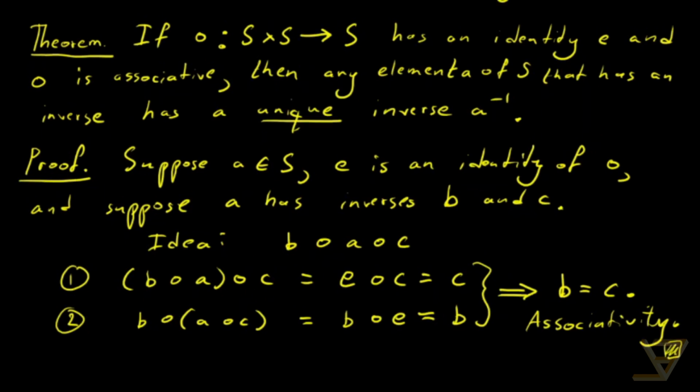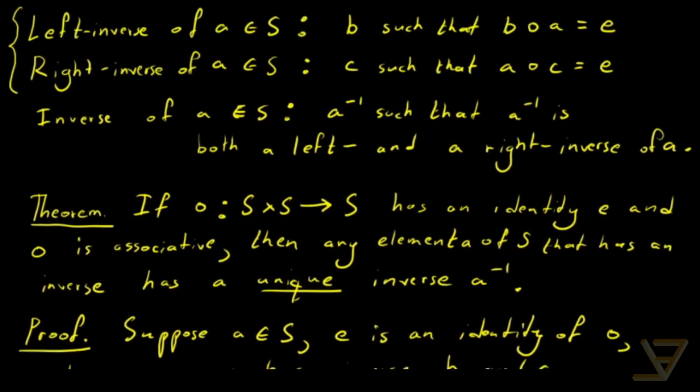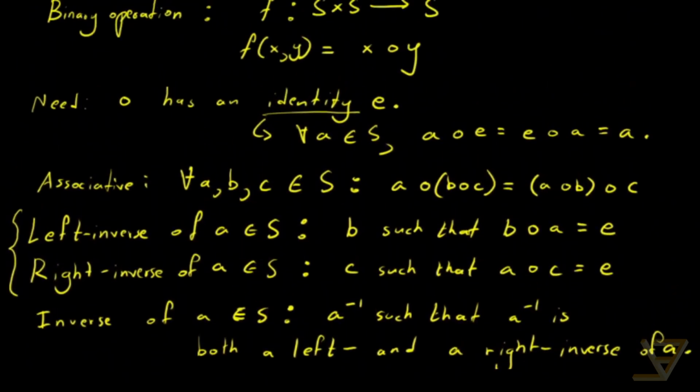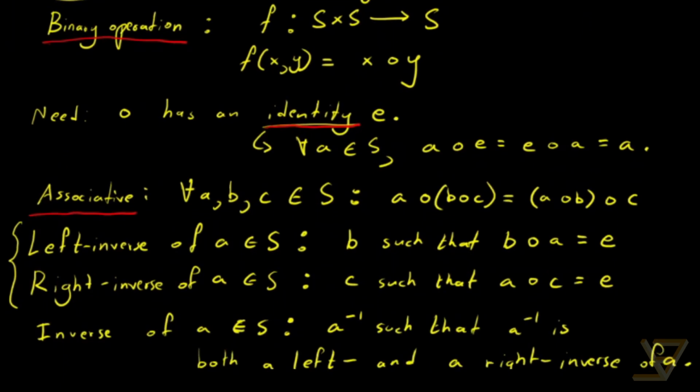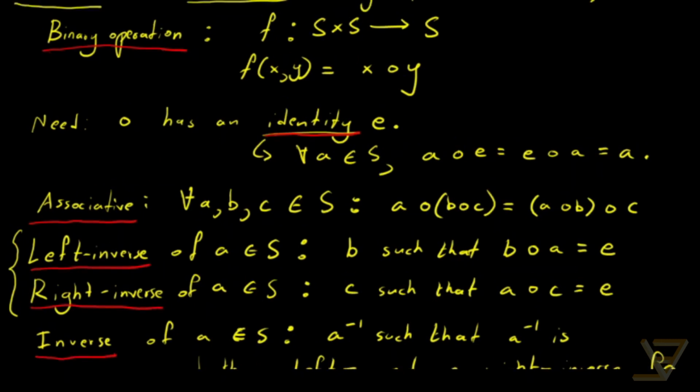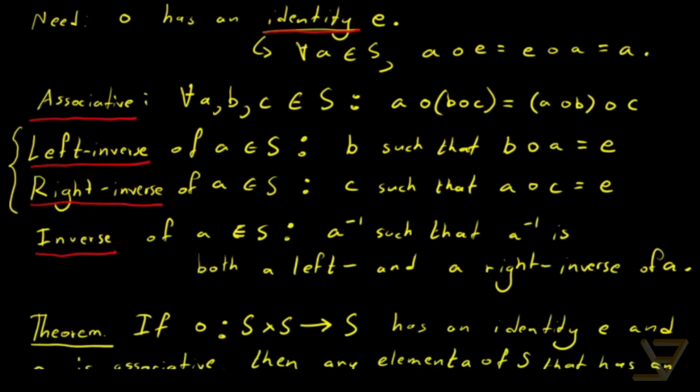Let me go back and review what we just did. We started off by reminding ourselves of what a binary operation is. We defined what an identity is. We just defined what associativity of a binary operation is. We defined left inverses, right inverses, and general inverses of elements of a binary operation that has an identity.